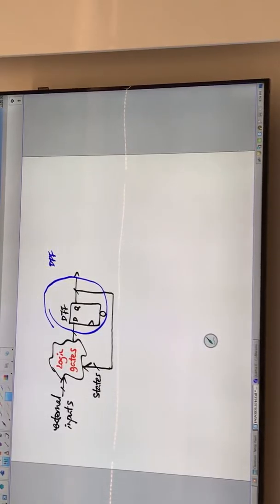Remember, 2 flip-flops, you get 4 states. 3 flip-flops, you get how many states? 6? No, 9? Can you get 8? So is this 6, 8, or 9? This is 2 to the 3rd, right? It's always 2 to the 3rd. So why do you think it's 6?